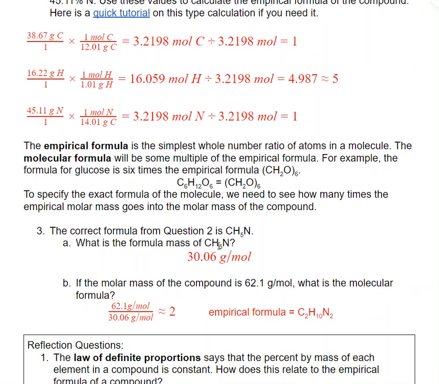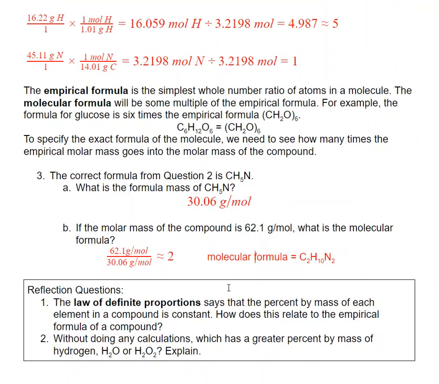So the molar mass of this compound is 30.06. And experimentally, we found the molar mass to be 62.1. So what that means is that there's about a 2 times ratio here. So the empirical formula is going to be double, or I'm sorry, not the empirical formula, the molecular formula is going to be double the empirical formula.